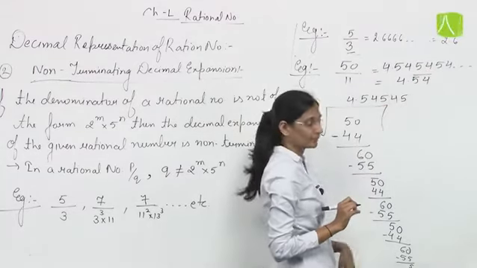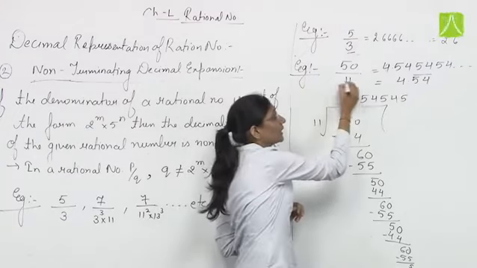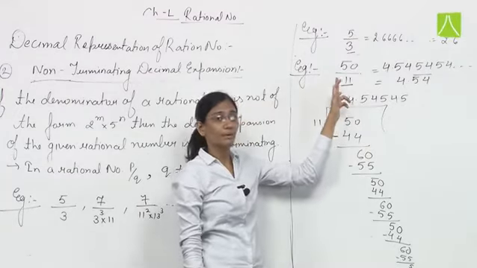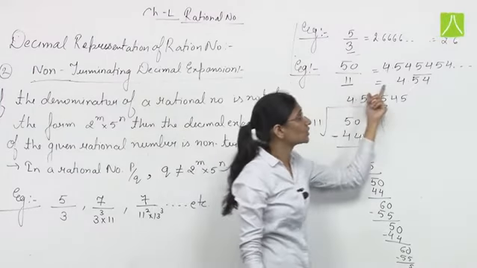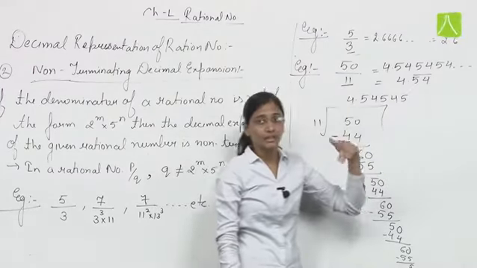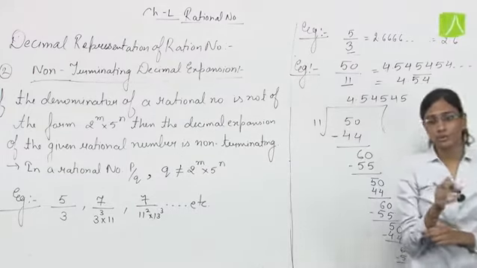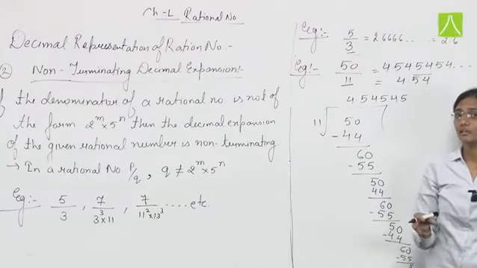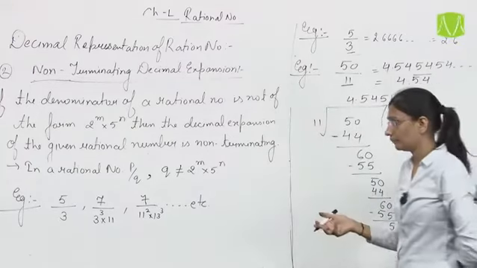4.54 bar. As we can see, if the denominator is not of the form 2 raised to the power m, 5 raised to the power n, then the decimal expansion would be non-terminating and repeating. If there is any other prime number other than 2 and 5 in the denominator, then the decimal expansion would be non-terminating and repeating.